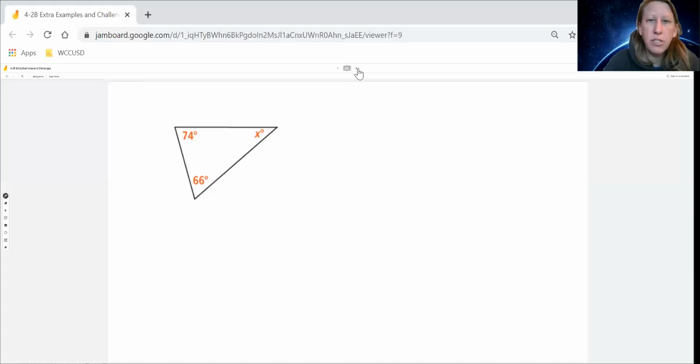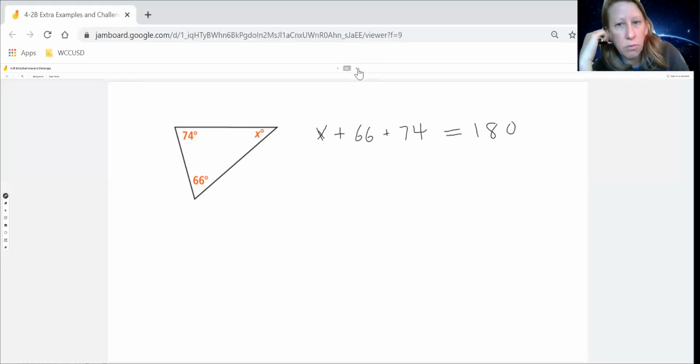Okay, here's just an example to practice on. So I see a triangle, I see three angle measures, and one is missing. So the way to set this up is as a little algebra problem. You have something you don't know, plus 66 plus 74, and that has to add up to 180. And that's the only geometry you have to memorize here, is that the three angles inside a triangle add up to 180.